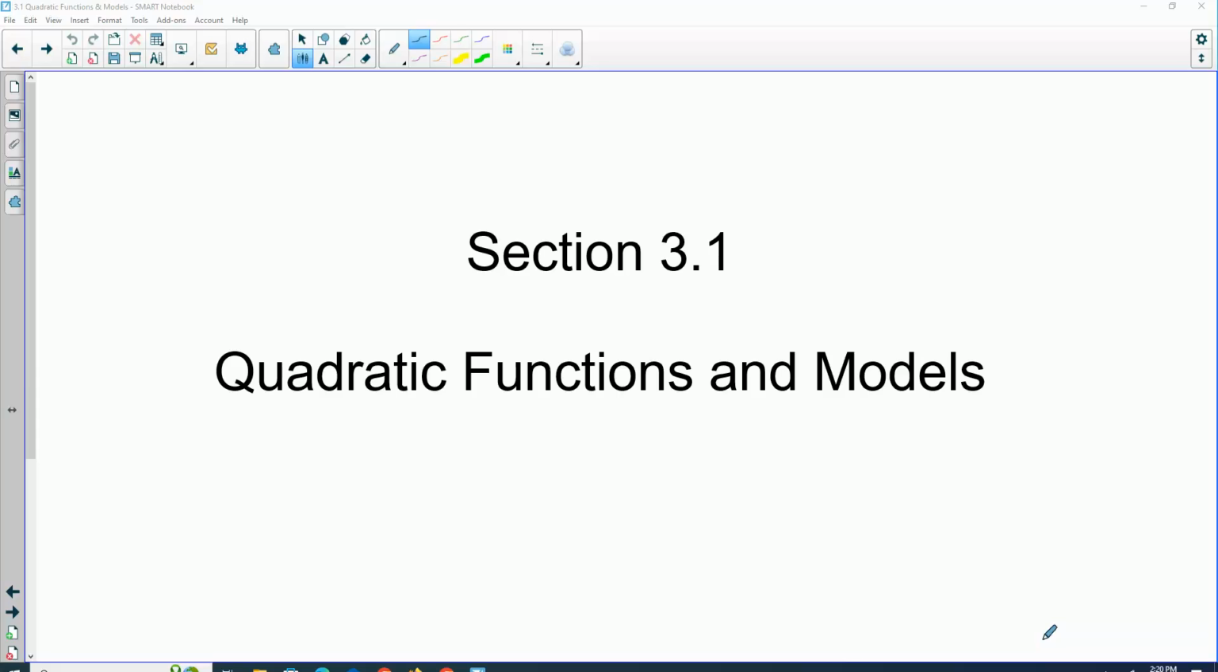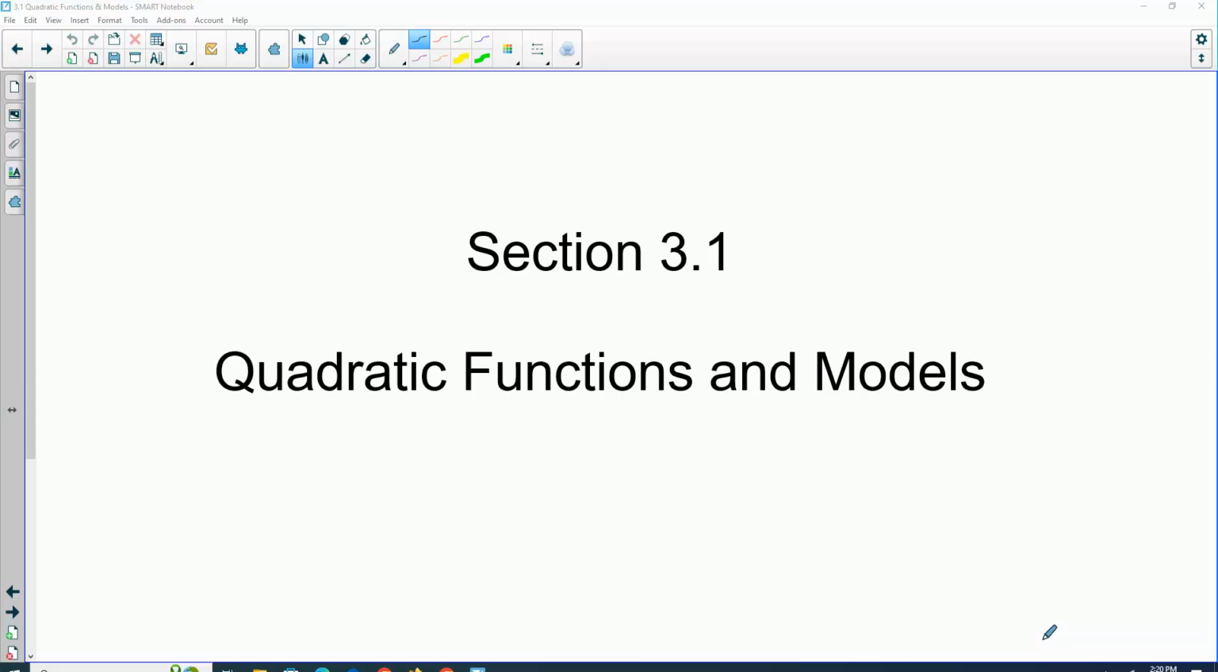We are going to talk more about quadratics. We've kind of touched on them a little bit when we were looking at our transformations. We saw some involving parabolas, but we are going to get into more detail about how to graph them and those types of things.